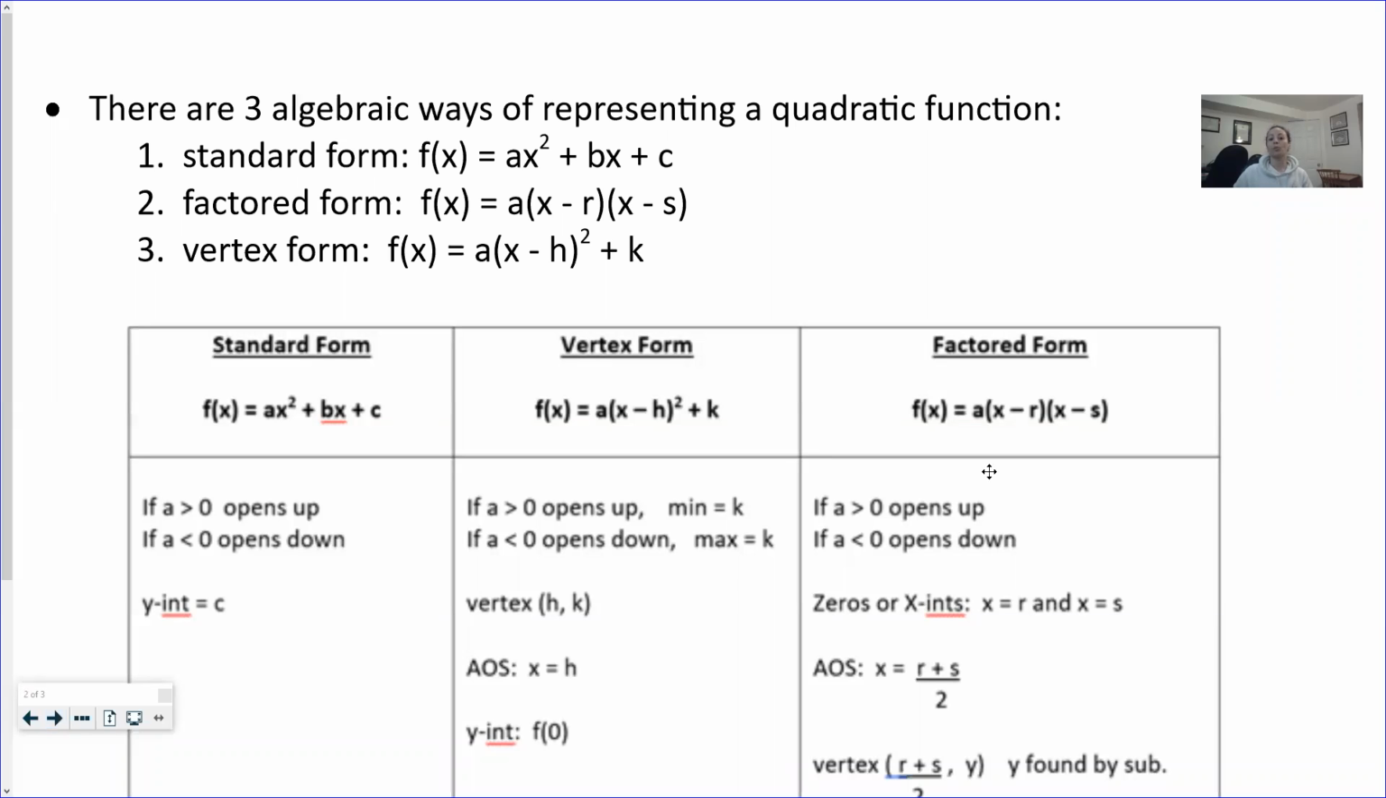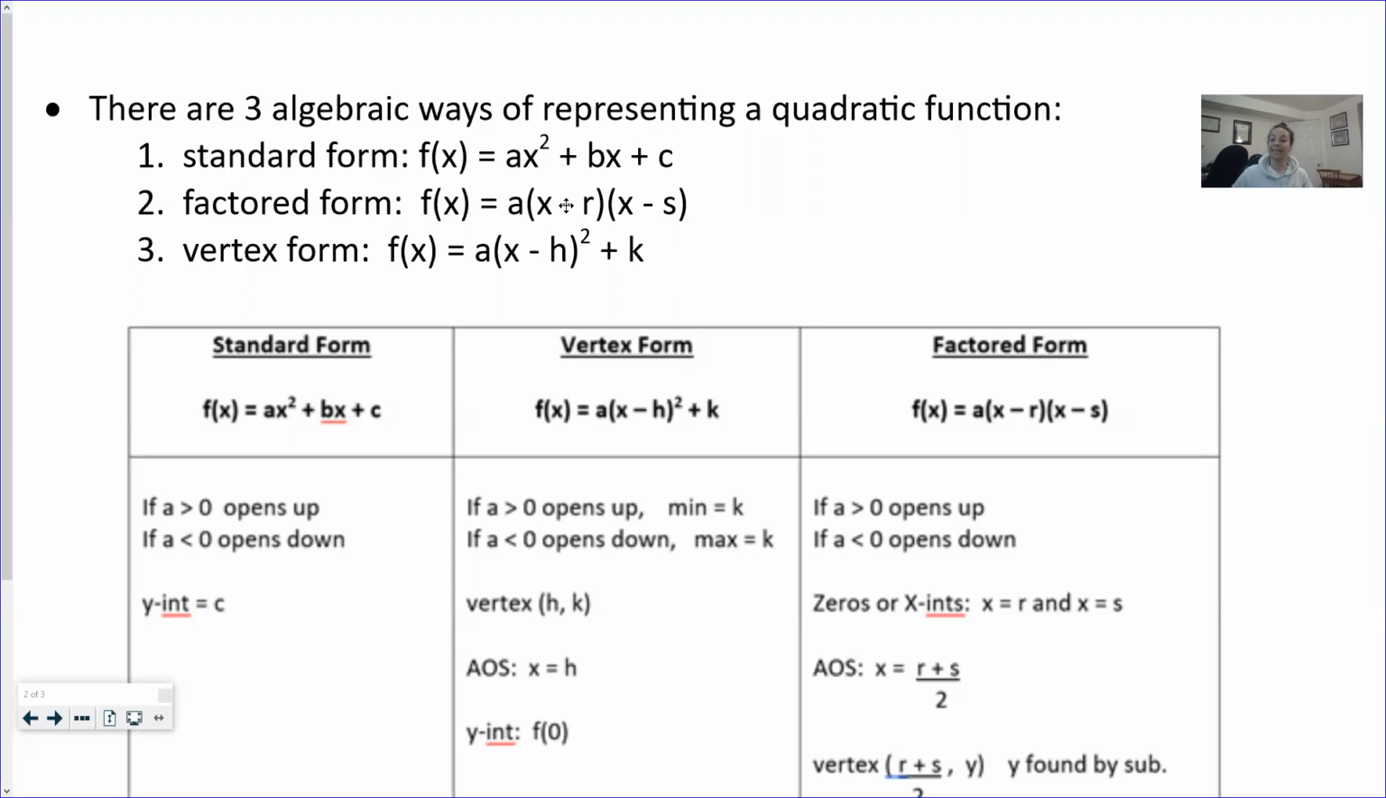We can write our parabolas or our quadratics in 3 different ways. We can write it in standard form, okay, ax squared plus bx plus c. A, b, and c can be any number. A just can't be 0. We can write it in factored form. I know I said the bad F word, factored. We can factor this and write it in brackets.